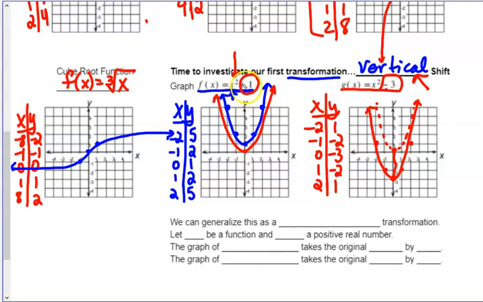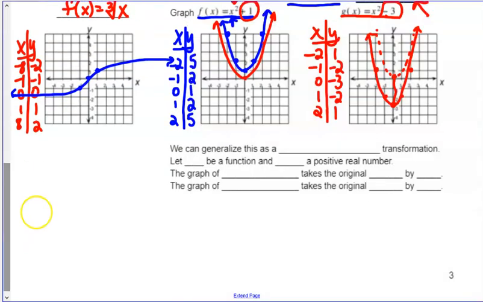Now notice with the plus here, I went up 1. With the minus 3, I went down 3. So it's keeping us in check with those same signs: if it is a plus, we're going up. If it is a minus, we are going down.